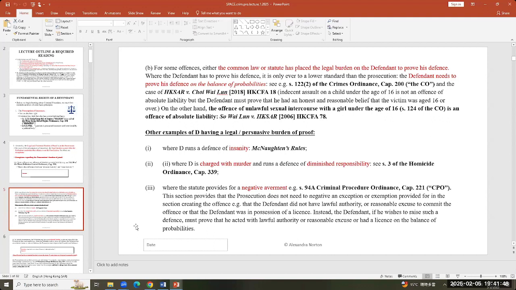The reason behind this section is that really when you're talking about an individual's responsibility, they are best placed to be able to make that argument. It's the same as for the insanity argument under McNaughton's, right? If the defendant wants to argue that he was insane at the time the offense was committed, the best person to prove that is the defendant, rather than for the prosecution to prove the contrary.